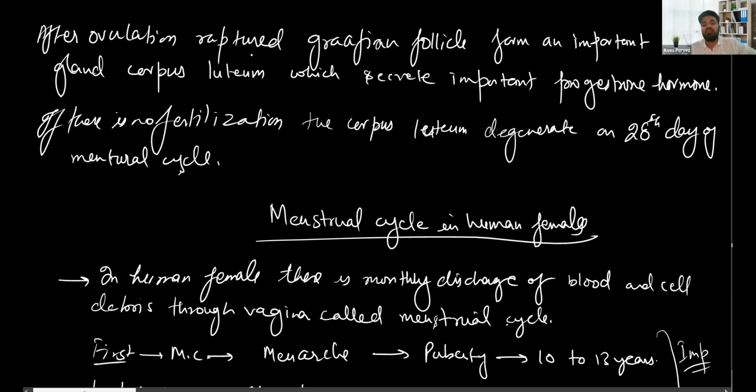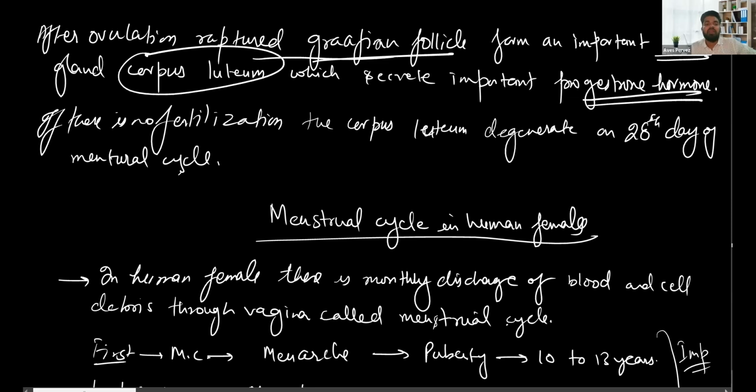So after ovulation, the ruptured Graafian follicle converts into which type of gland? Tell me. The Graafian follicle ruptured into an endocrine gland called the corpus luteum, which secretes progesterone hormone. If there is no fertilization, then the corpus luteum degenerates on the 28th day of the menstrual cycle, meaning it will disintegrate, or you can write degenerate. Okay, note it down.